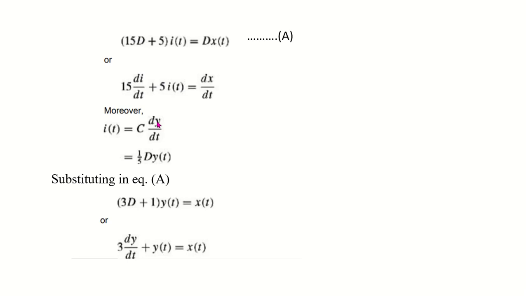And if we substitute this value of I(t), 1 upon 5 dy(t), into expression A, what we get is 1 upon 5 here, so 3d plus 1 of y(t) will be equal to d times x(t). If you take d by dt, the d and d cancel out, so if we have dy(t) in place of it, the d that comes here will be cancelled out with the d on the right side. So what we are left with is x(t) on the right side, or this can be written as 3 dy by dt plus y(t) equal to x(t).